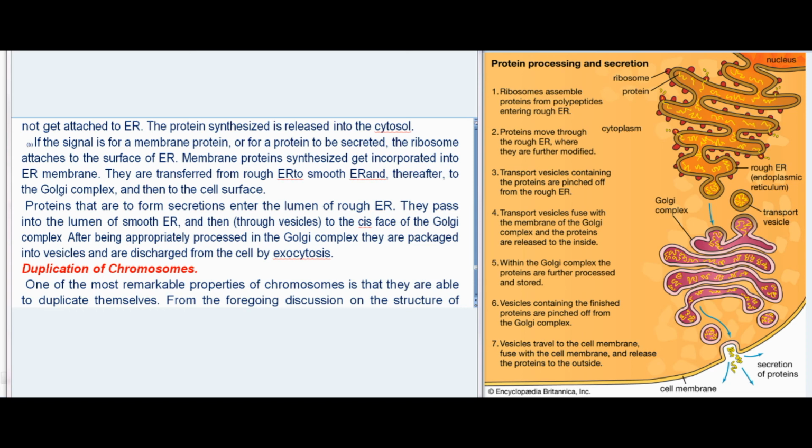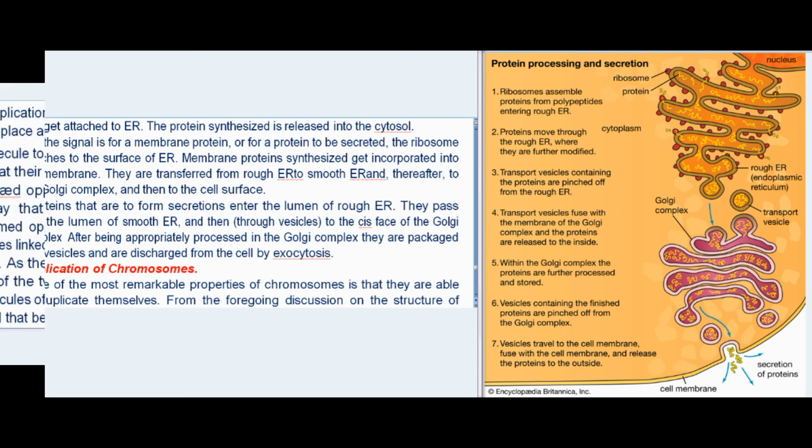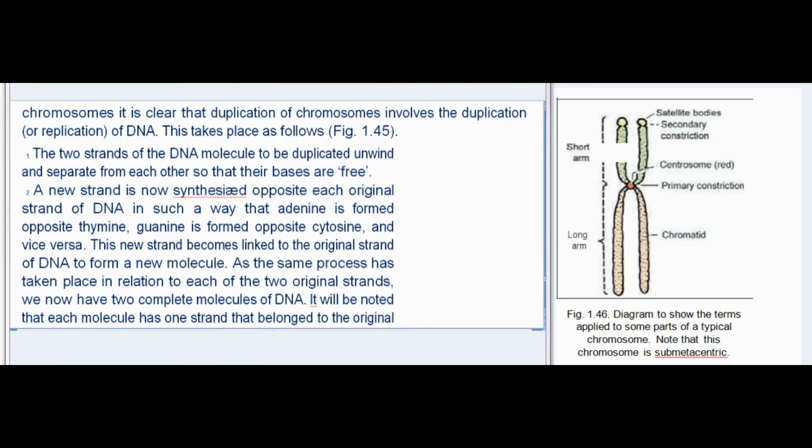Duplication of chromosomes. One of the most remarkable properties of chromosomes is that they are able to duplicate themselves. From the foregoing discussion on the structure of chromosomes, it is clear that duplication of chromosomes involves the duplication, or replication, of DNA. This takes place as follows, Fig 1.45.